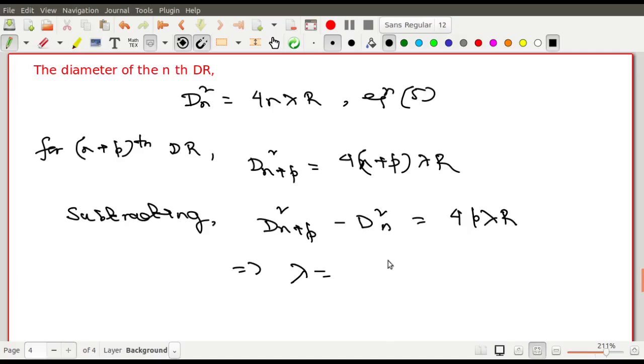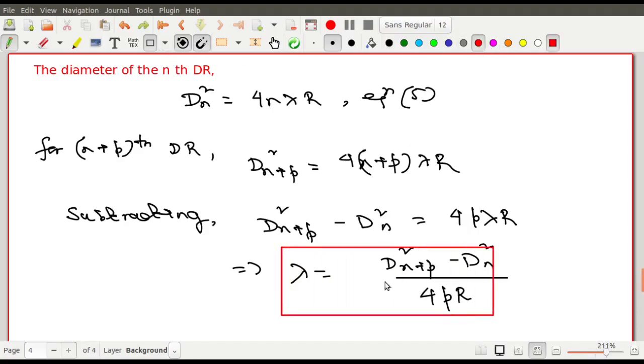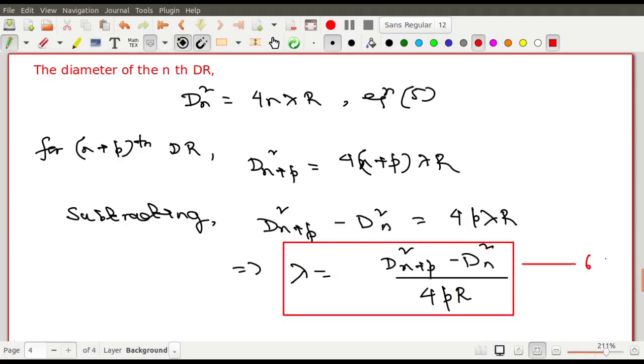From here you can find the unknown wavelength, or you may find the radius of curvature also. Many times we can find the radius of curvature. So that depends upon the question, what is being asked. If r is given, you may find lambda, or if lambda is given, then you may find r. That depends upon the practical question that you will get on the day of exam, but the working formula is the same, and this one you can call equation number 6b, right?